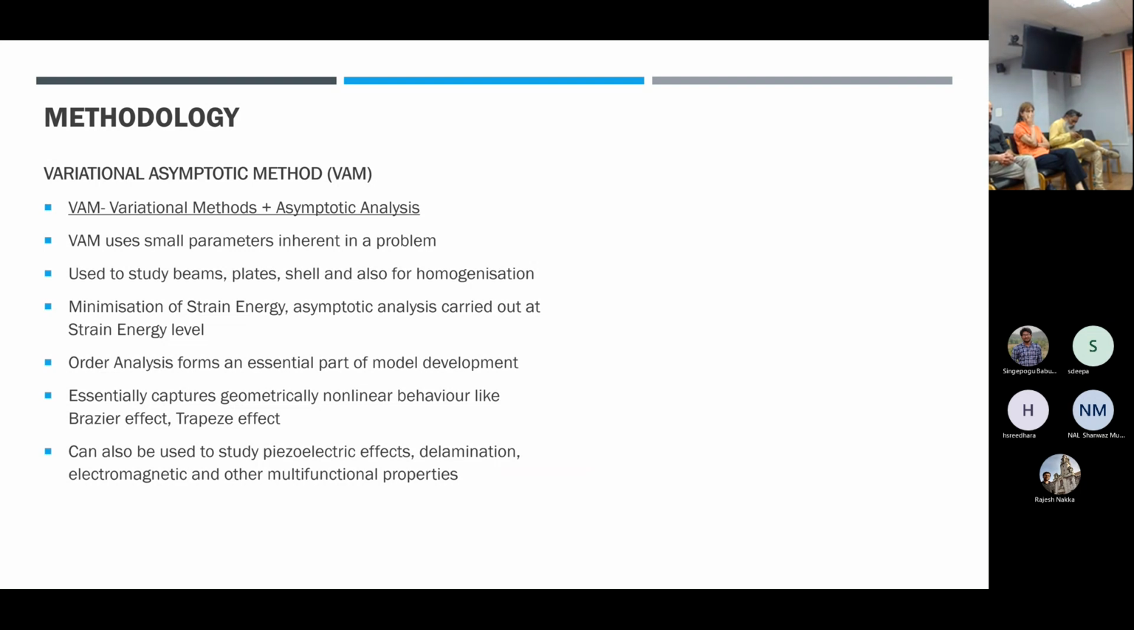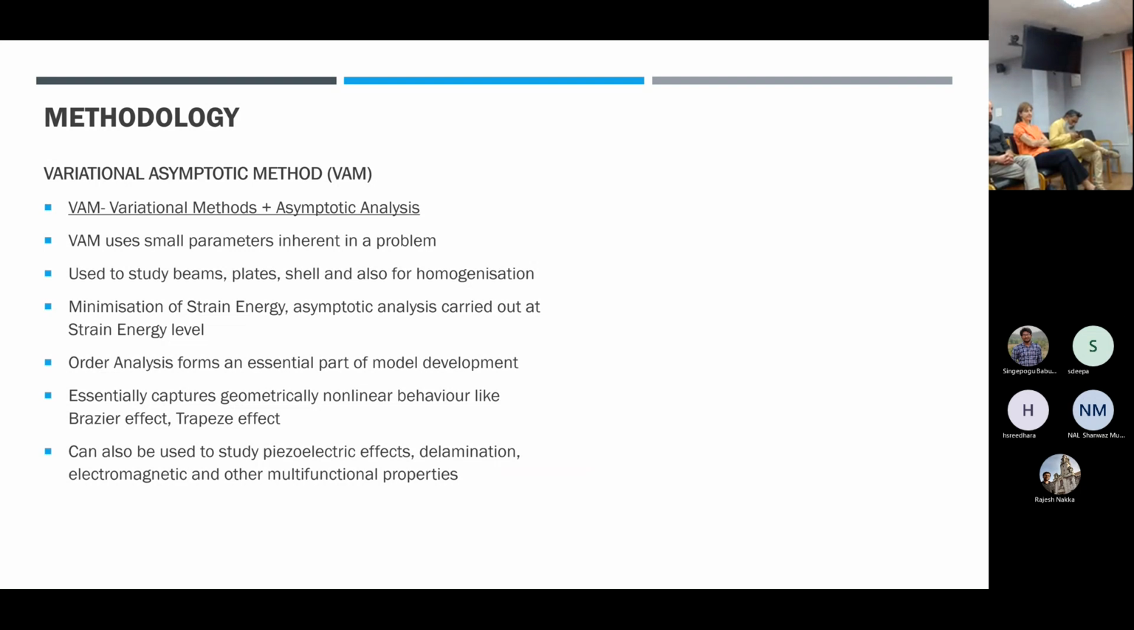So the main concept here is to go for minimization of the strain energy functional and then carry out an asymptotic analysis at the strain energy level. So order analysis forms a very essential part of the model development, as we identify these small parameters and do the order analysis at this strain energy level. Using this, we can capture geometrically nonlinear behavior like the Brazier effect and the trapeze effect, which are observable in thin wall structures.